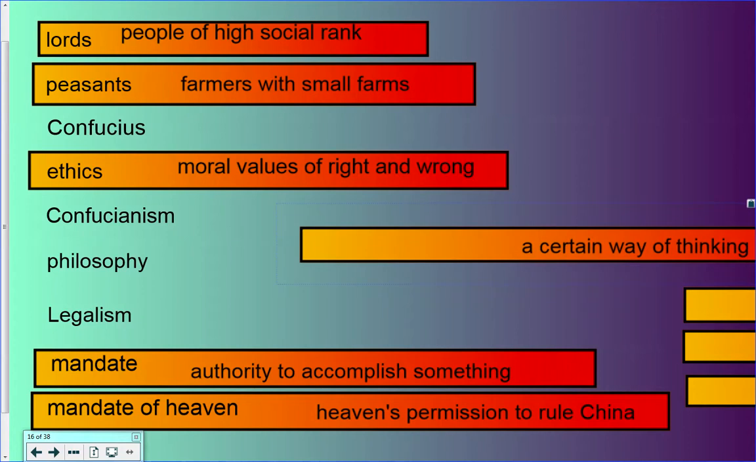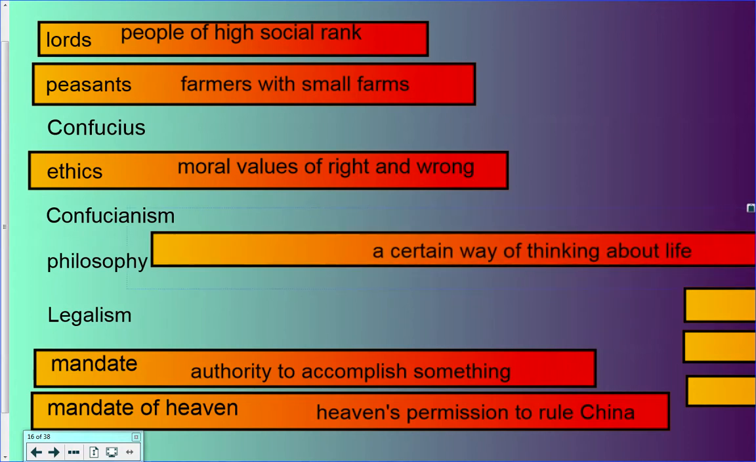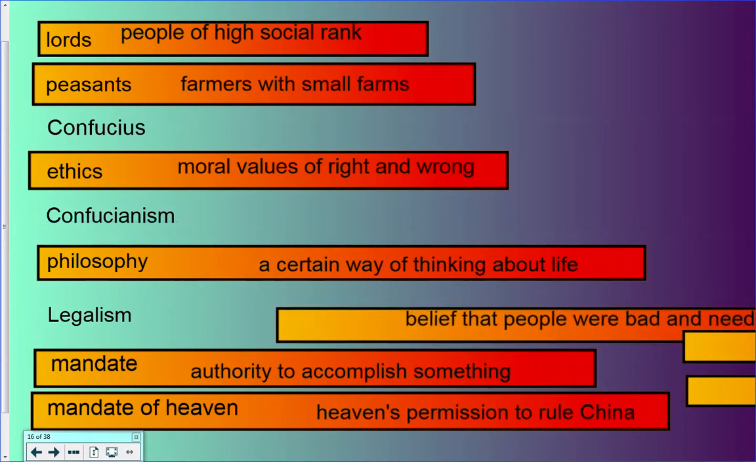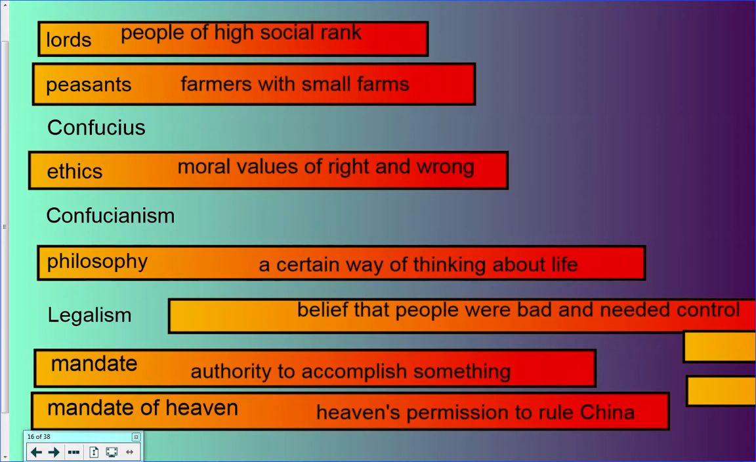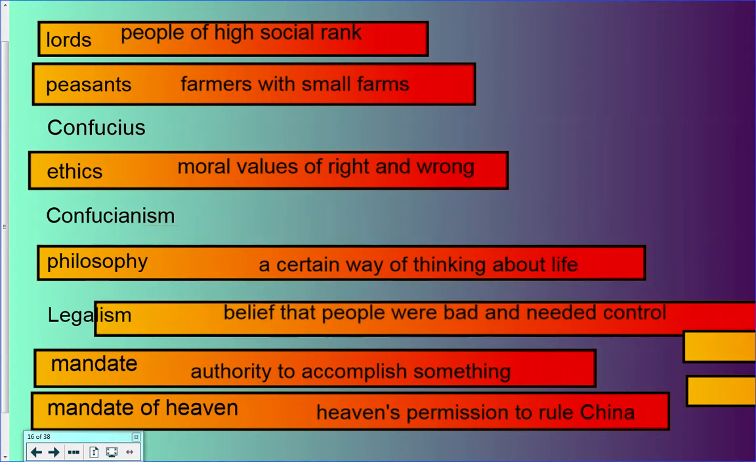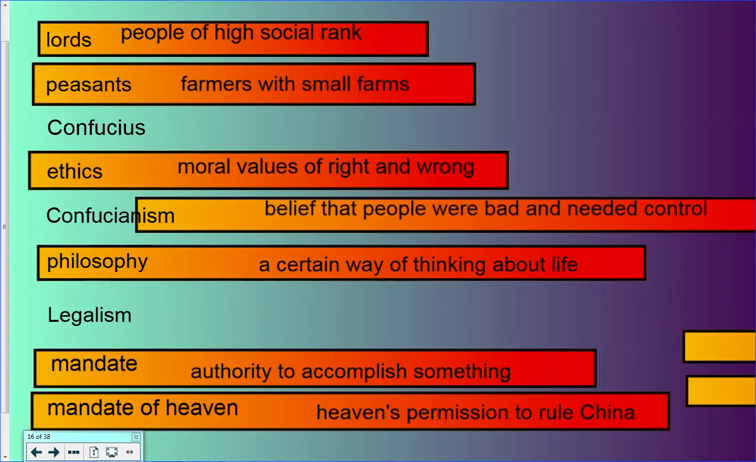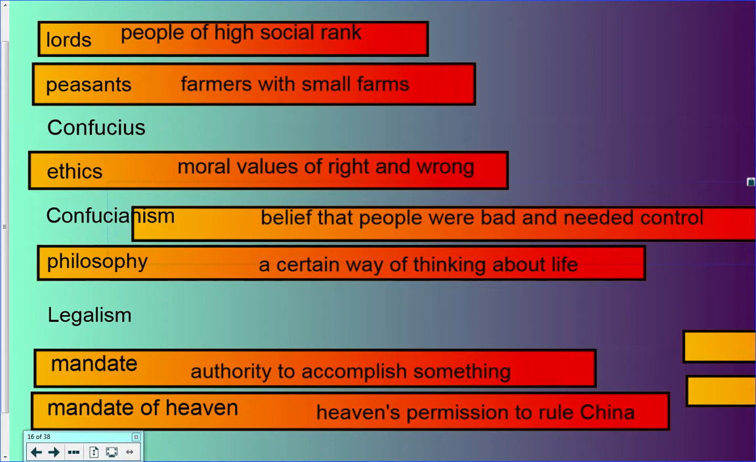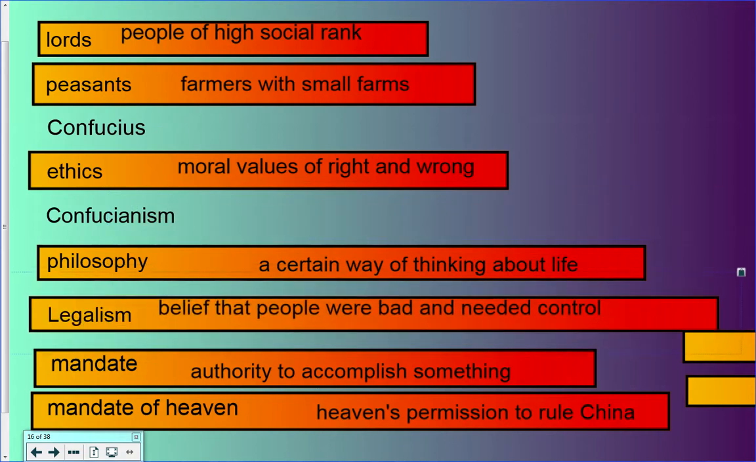Next word. A certain way of thinking about life. Well, Confucianism is one, legalism is one, and what they are 2 different philosophies or ways of thinking about life. The belief that people were bad and needed control. Well, the word belief should lead us to either Confucianism or legalism, because the ism on the end of a word usually means the belief in something or the ideas of something. And then the rest of that definition is people were bad and needed controlled, so that's what legalism is.